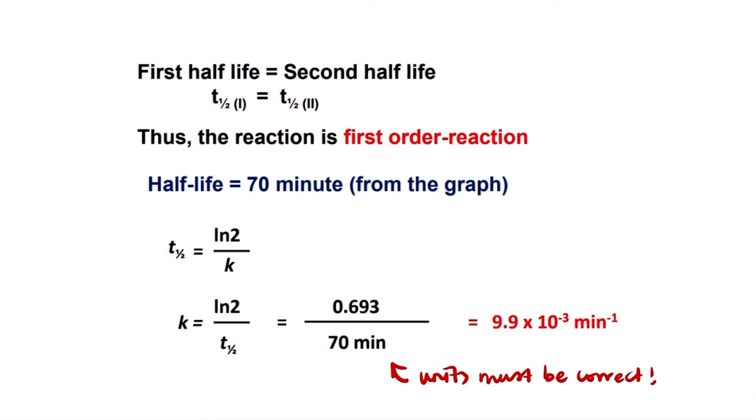Okay, so to know the rate constant, you just insert your half-life, okay, to find your K. Alright? So your units must be correct, so make sure you write them in the correct units. Okay?